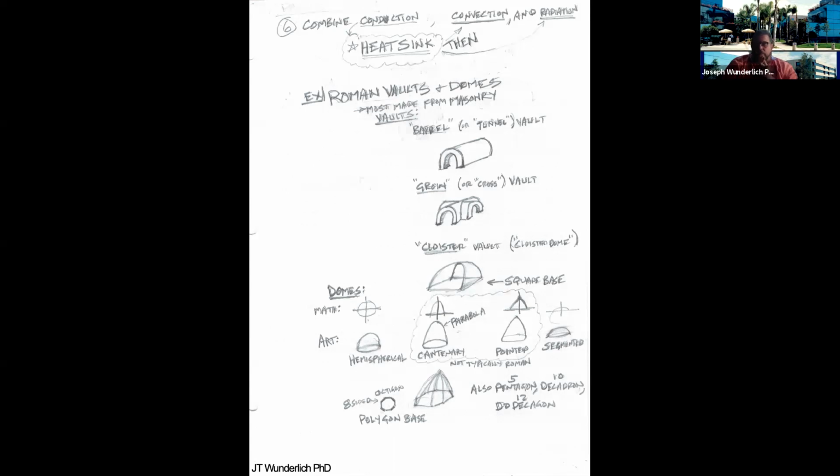I just want to go back to Roman vaults; we talked about these things before. There are different natural shapes you might want to use in your passive design: the barrel vaults, groin vaults, cloister vaults, and the different domes of different shapes you can use to your advantage. And we'll see in the Pantheon, which we're going to look at in a second, where this is happening.